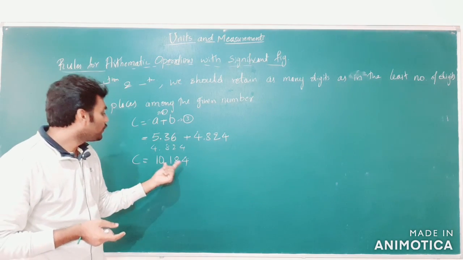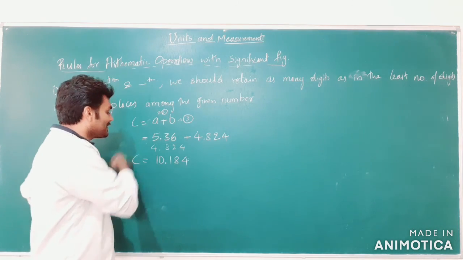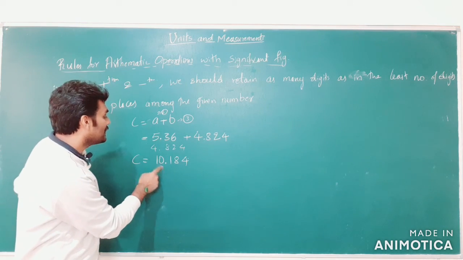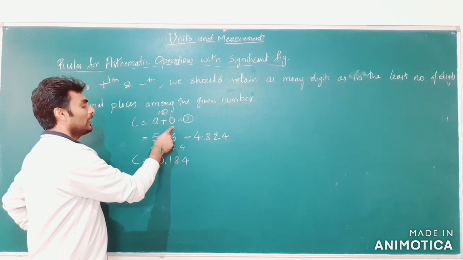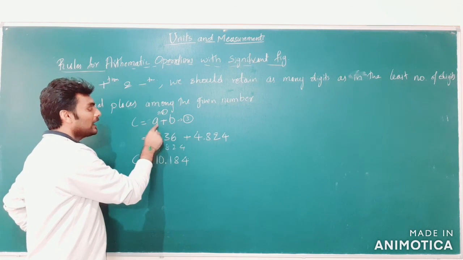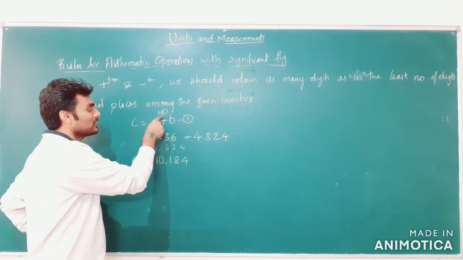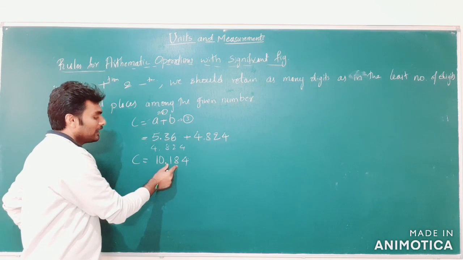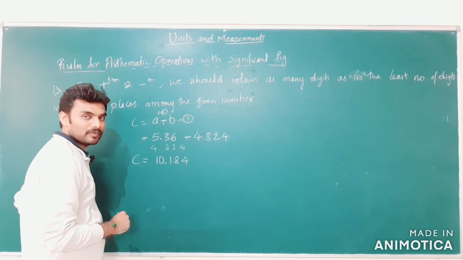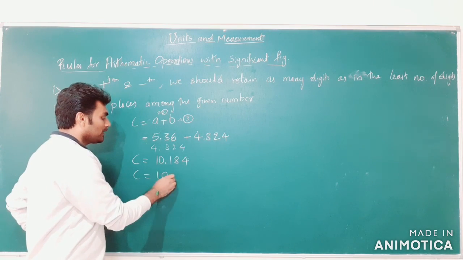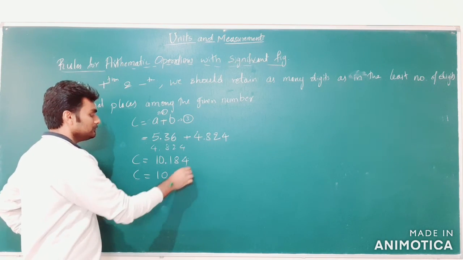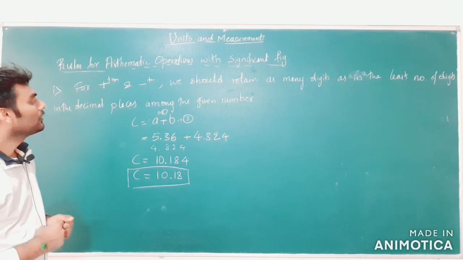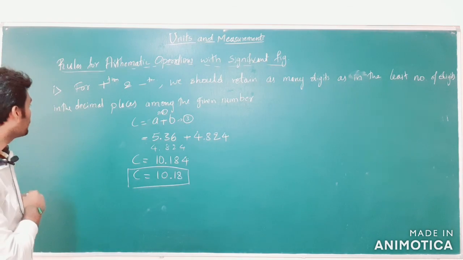So I should round this number to 2 decimal places, because this number is the sum of A and B, and among A and B, A has the least number of decimal places, which is 2. That is why I should also keep the sum C with only 2 decimal places. That is the rule. So C is equal to 10.18. This is how I should round off when we do addition and subtraction.